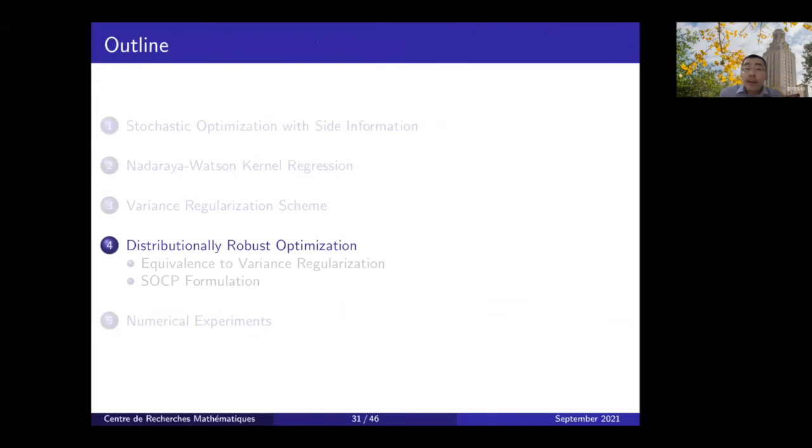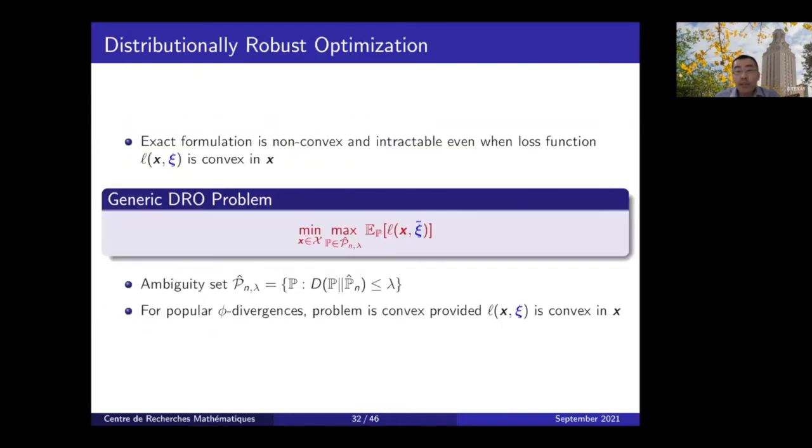So the variance regularized model is intractable for a general loss function. Now, to obtain a tractable convex reformulation, we leverage ideas from distribution robust optimization. So here we have a formulation for a generic distribution robust optimization problem. So the model can essentially be thought of as a game between a decision maker and an adversary.